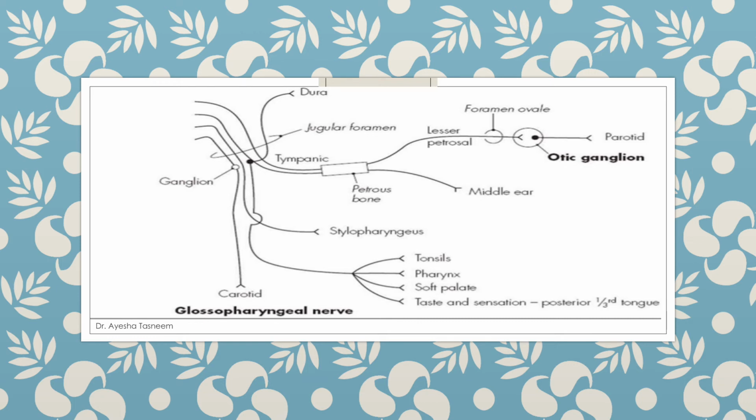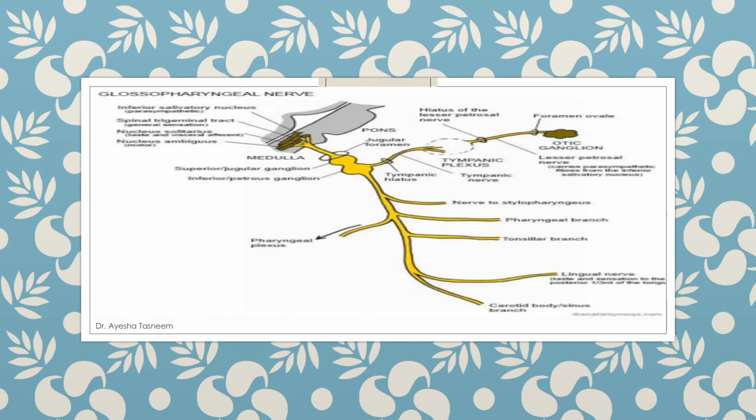The muscular branches of this nerve go to the stylopharyngeus. This muscle elevates the pharynx in case of gagging and swallowing. Then we come to its tonsillar branch.